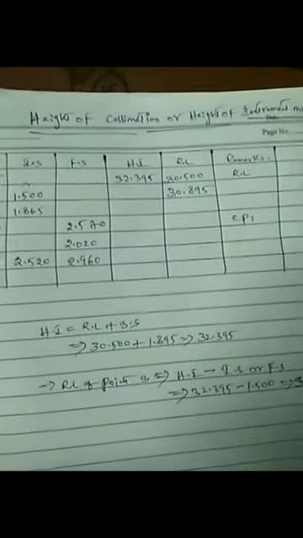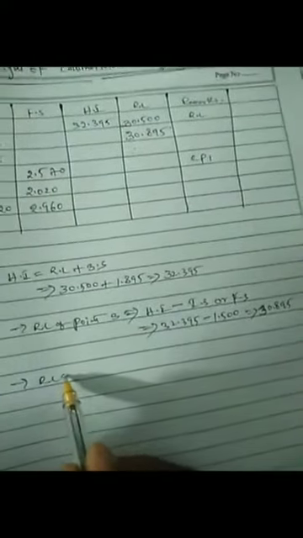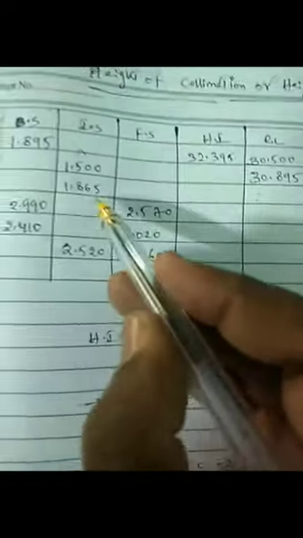So this one you write here in the RL, 30.895. Then again we have to find the RL of station point C. RL of point C is equal to HI minus IS or FS. Then we take the HI value 32.395 minus the IS value, this one, 1.865.